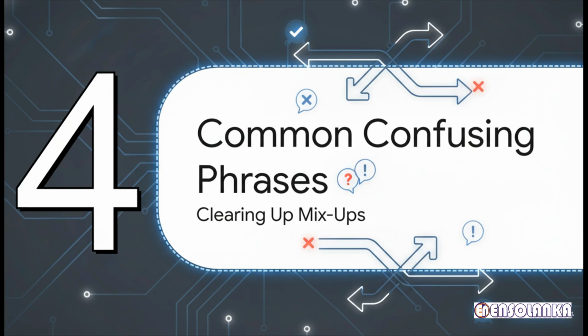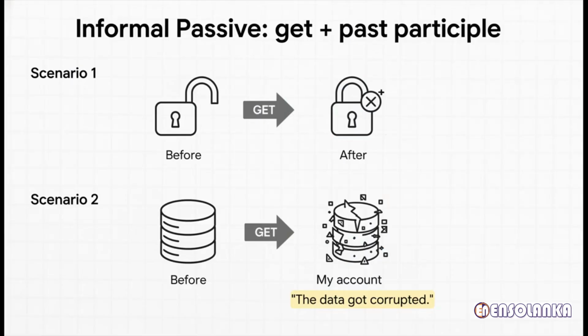Okay, now let's quickly tackle a few other common phrases that can really trip people up. Getting these right is going to make you sound so much more fluent. So in conversation, maybe in a Slack channel or a team meeting, you'll hear get used instead of be all the time. It just means become, and it's a more informal way of making a passive. You might say, ugh, my account got locked. Or a teammate might tell you, the data got corrupted. It's super common and sounds really natural in spoken English.